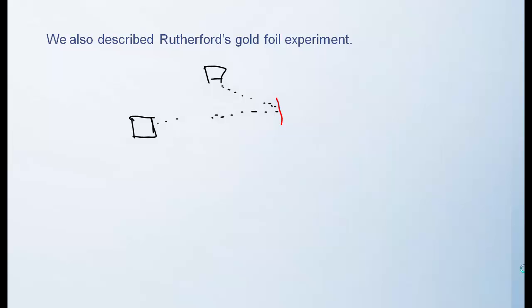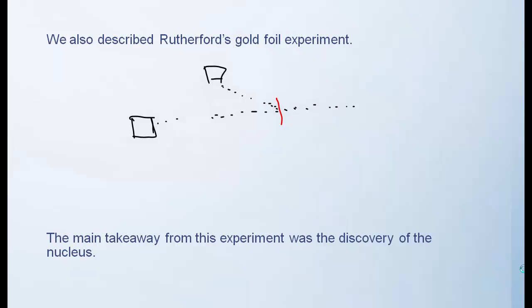This led him to believe that there was a region of immense density at the center of the atoms. Because remember, most of the alpha particles passed through the gold foil sheet undetected, or some were slightly scattered. But the fact that some of these were scattered and obstructed in their path means that there is a region of immense density at the center of the atom, and we called this the nucleus.